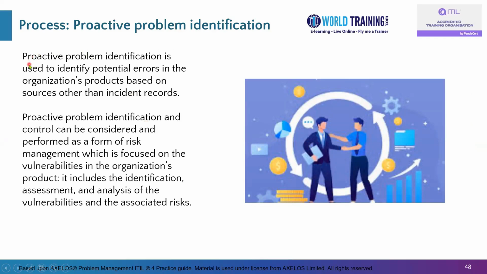Firstly, we have the proactive problem identification process. As you know, this is applicable for identifying potential errors in the organization's products based on sources other than ongoing incident records or past incident records, which means that there could be some vulnerabilities, some risks in the existing products and services, and that is the focus of the proactive problem identification process. Therefore, the practitioners will identify, assess, and analyze the vulnerabilities and associated risks in order to identify such problems proactively before they can investigate and do the error control or the solutioning for these problems.